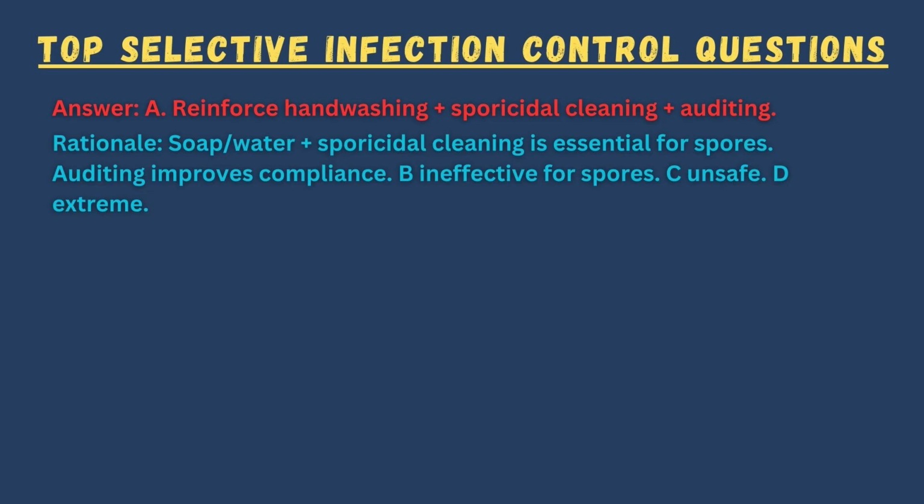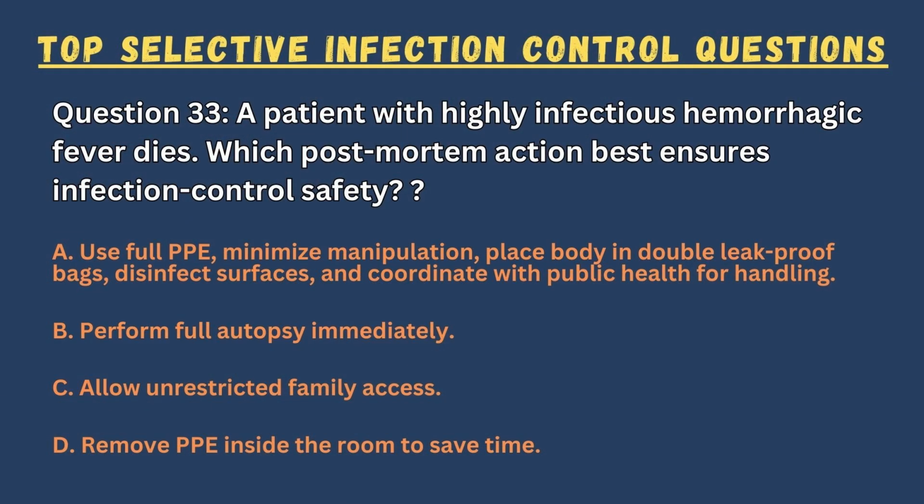Rationale. Soap and water plus sporicidal cleaning is essential for spores. Auditing improves compliance. B. Ineffective for spores. C. Unsafe. D. Extreme. Question 33. A patient with highly infectious hemorrhagic fever dies. Which postmortem action best ensures infection control safety?